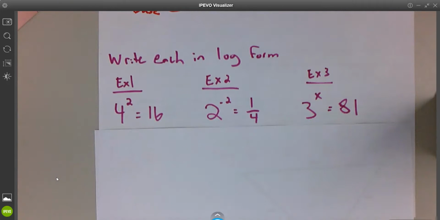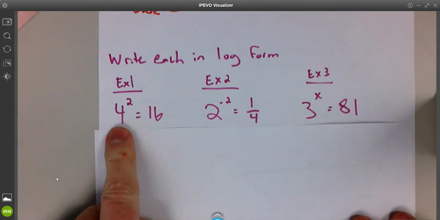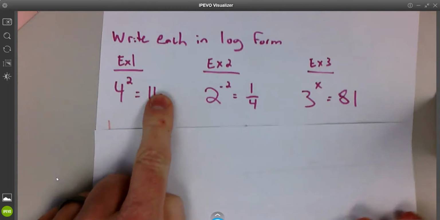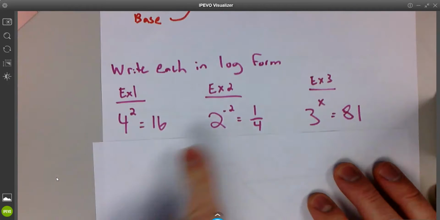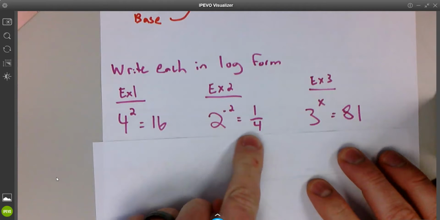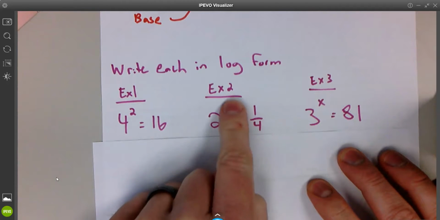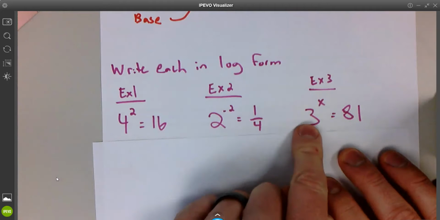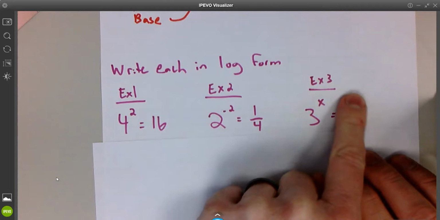Okay, we're back. You hit pause, or I'm going to assume you did. All of them need the word log, and then whatever the base is in the exponential, that's the base in the logarithm. So this one would read log base 4 of 16 is 2. This one would be log base 2 of 1/4 is negative 2. Log base 3 of 81 is x.